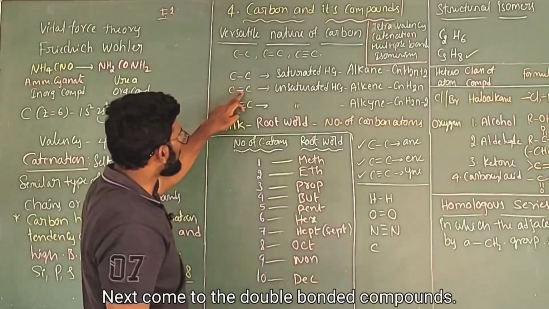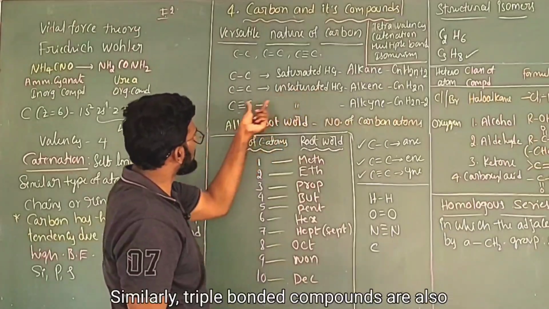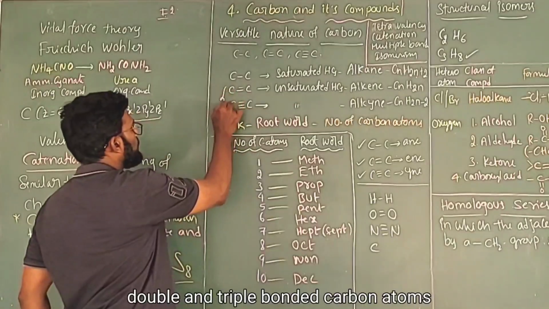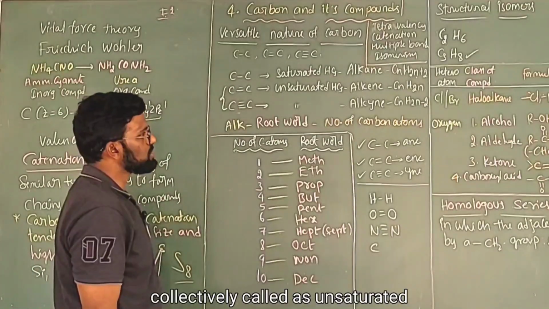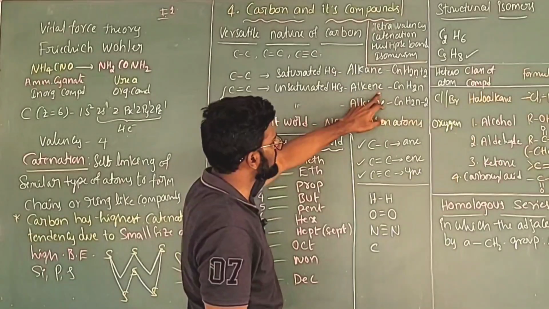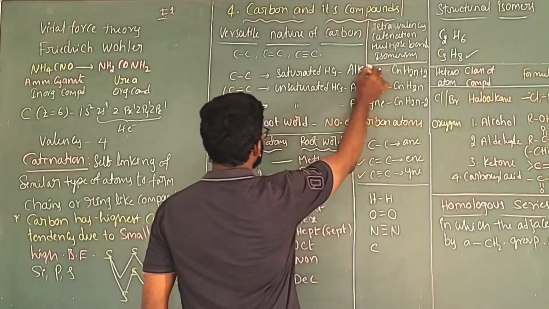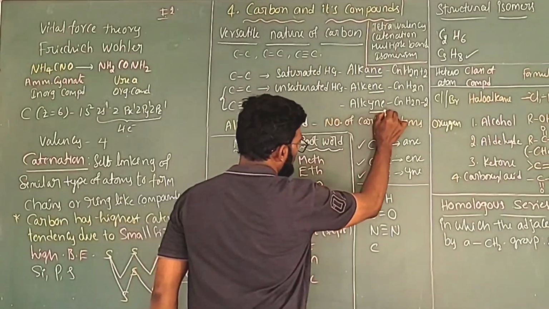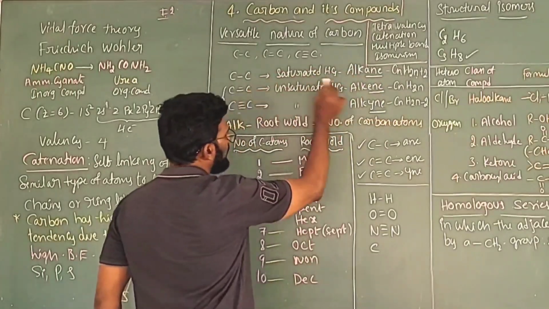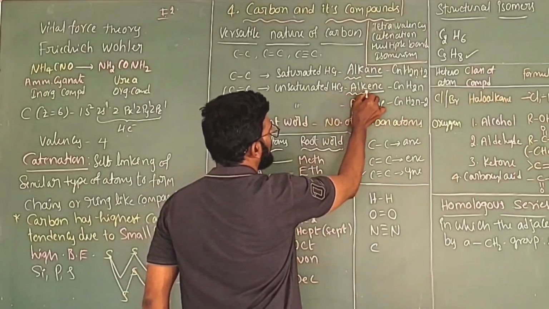Next come to the double bonded compounds. Double bonded compounds are called unsaturated hydrocarbons. Similarly, triple bonded compounds are also called unsaturated hydrocarbons. That means double and triple bonded carbon atoms collectively are called unsaturated hydrocarbons. Double bonded compounds are particularly called alkenes. Here ene represents double bond, ane represents single bond, ine represents triple bond. Ane single bond, ene double bond, ine triple bond, and all are having this word alk in common.